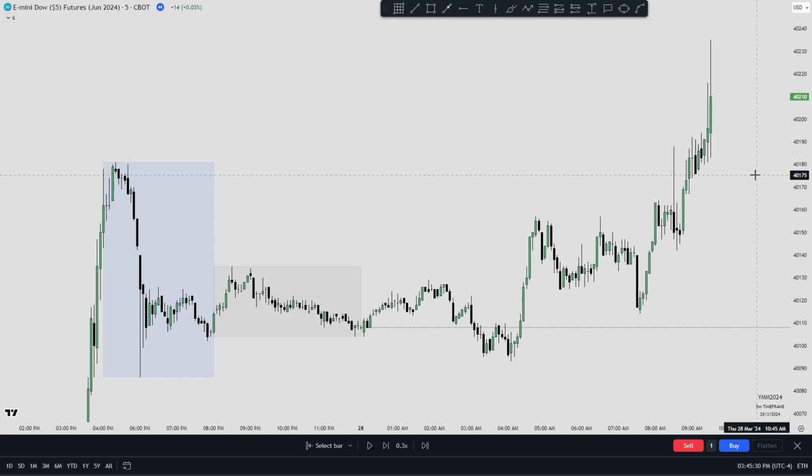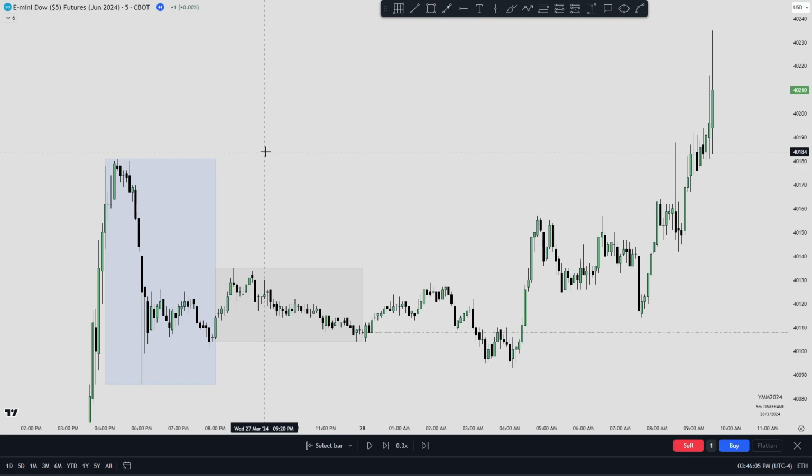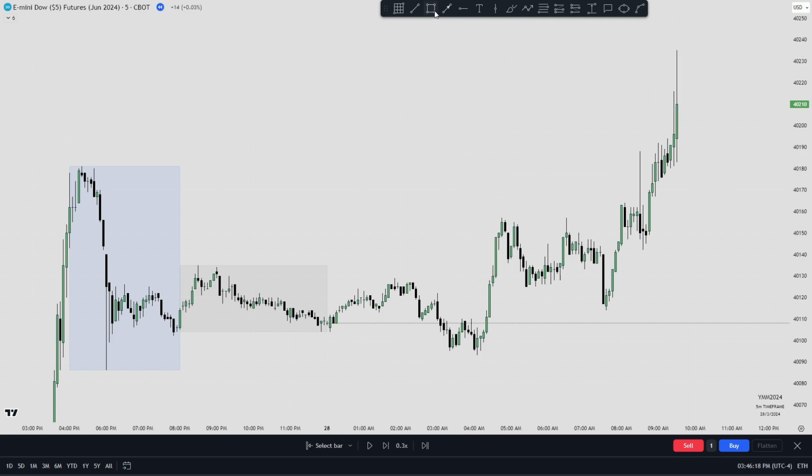When trading fair value gaps, you have to be aware of mainly narrative. Where are we going? You want to trade in the direction of the bullish or bearish order flow, in the direction of bullish or bearish market structure. As well, you have to understand where you are, whether you are in a reversal market or a trending market.